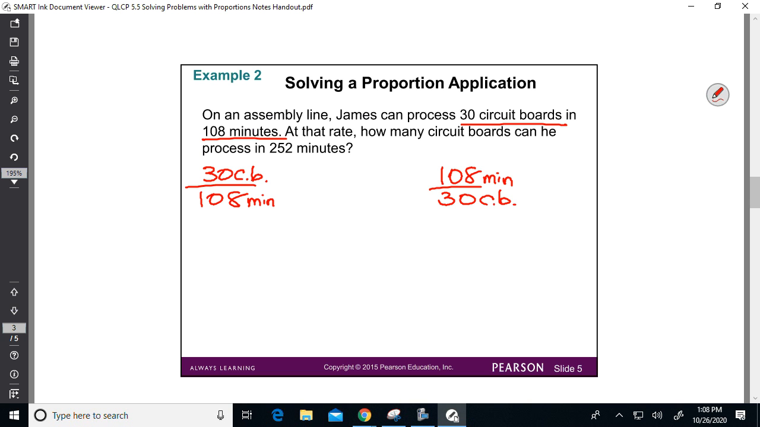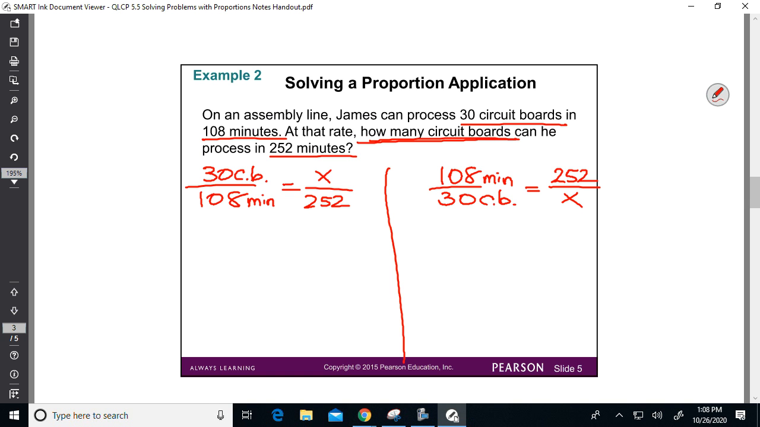At that rate, how many circuit boards can he process in 252 minutes? So you know what's now missing. Circuit boards is missing, so that's what gets the X. So it's either X over 252 or it's 252 over X. It depends on how you set up the problem. Side note, I'm just showing it both ways so that you know you can do it both ways. I don't expect you to show it both ways. You just have to show it one way and that's it.